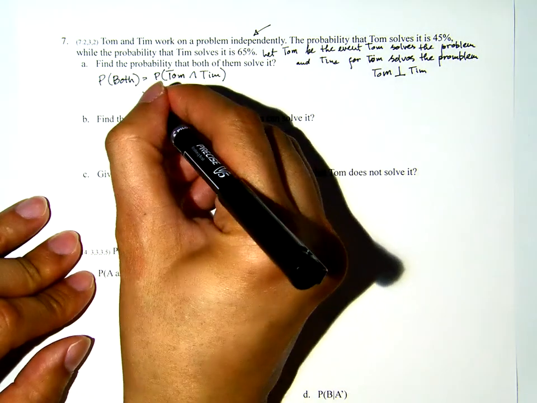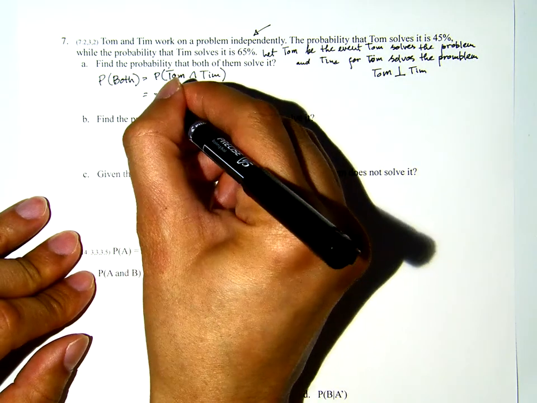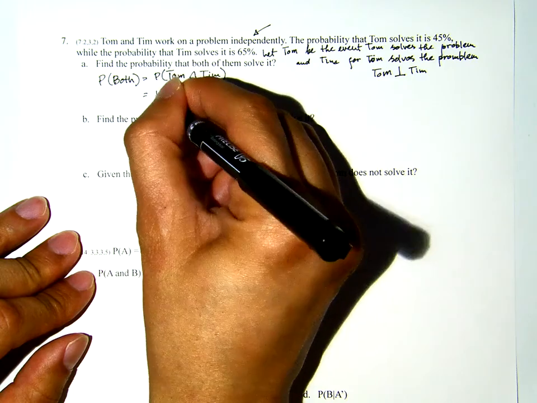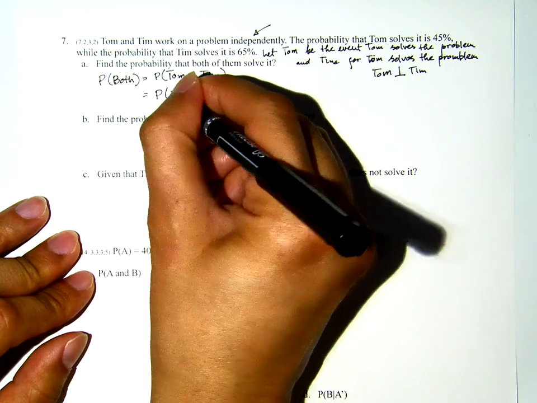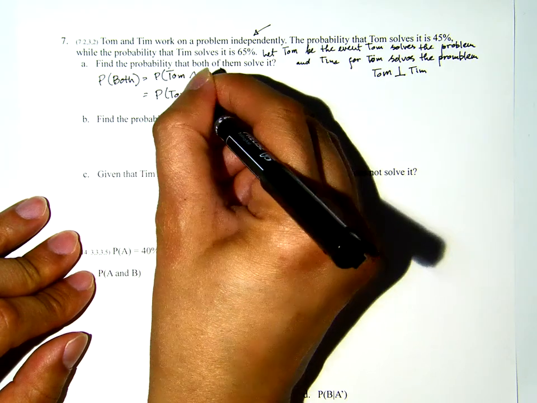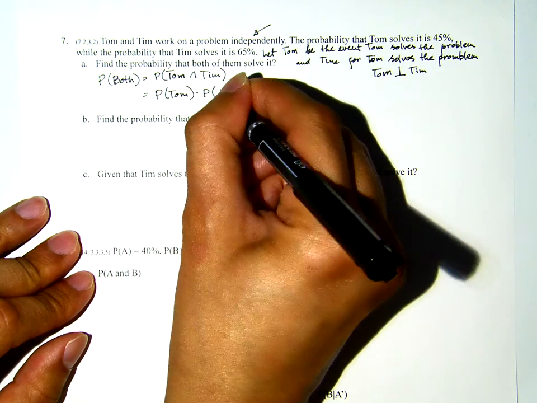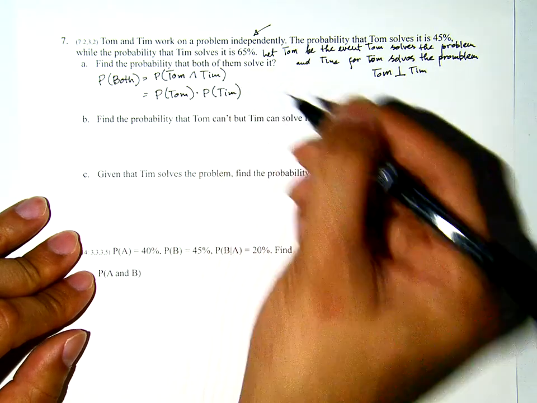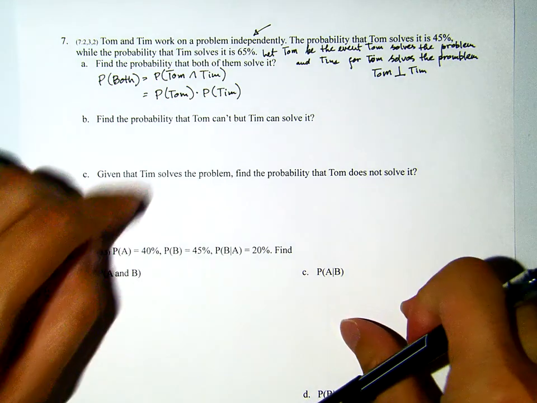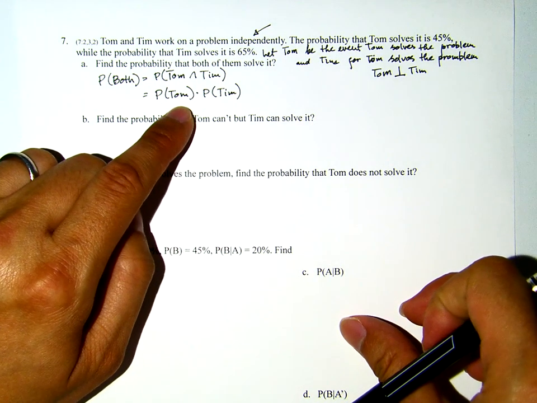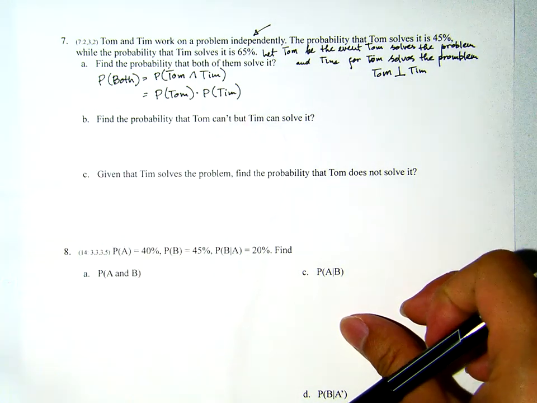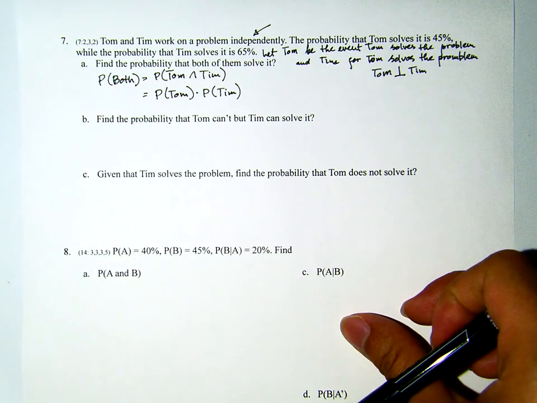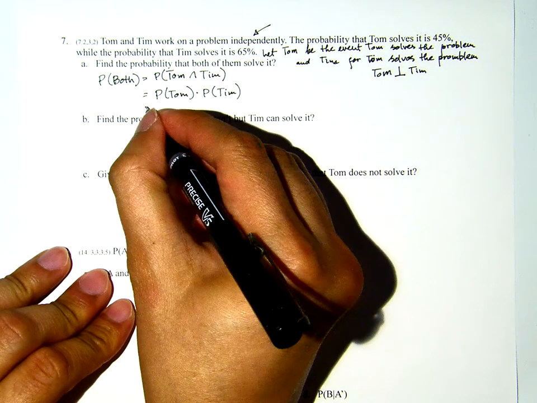Because they're independent, the probability that these two events happen is the product of the probability of those two events. Again, because they're independent, the fact that Tom can do the problem does not increase or decrease the chance that Tim solves the problem if they work independently. Now I will plug in numbers.